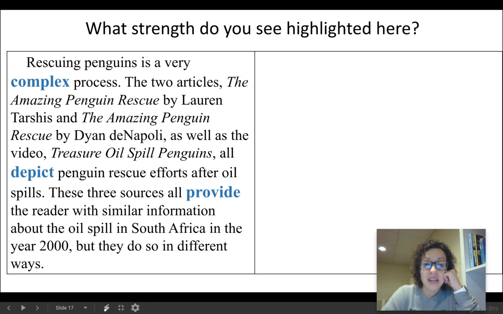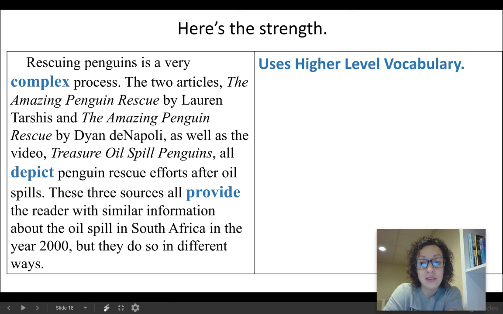Now, what strengths do we see here? There's those words complex, depict, and provide. What is the strength that is here? Complex, depict. Those words make Mrs. Gilbert hungry. What do you think I'm going to say that the strength is? If you said that they used higher level vocab, ding, ding, ding, you're correct. And I want you to go back into your essay and look to see if you have some juicy, higher level vocab words in your introduction. And if you don't, let's add them now.